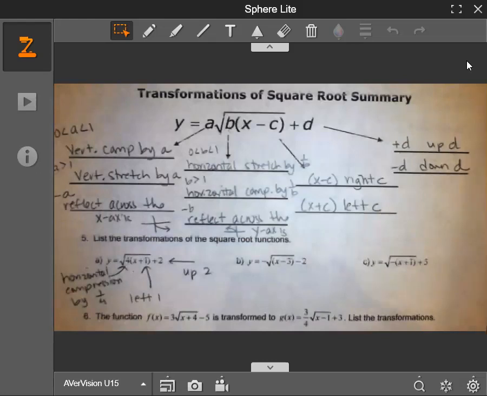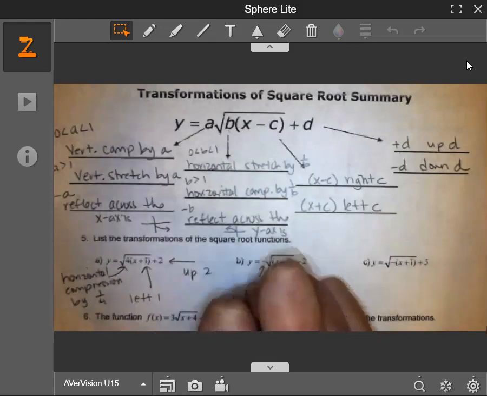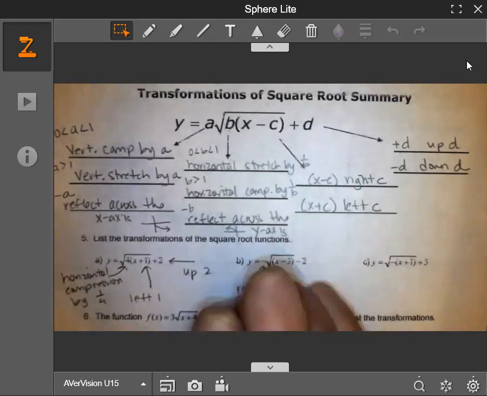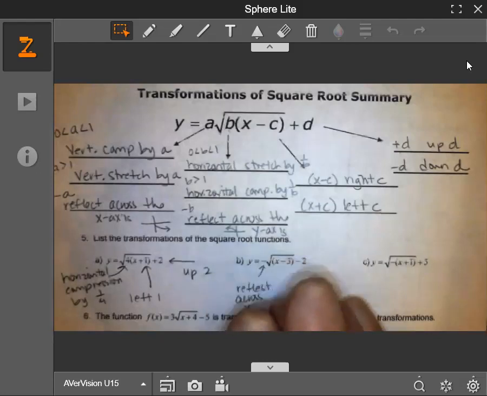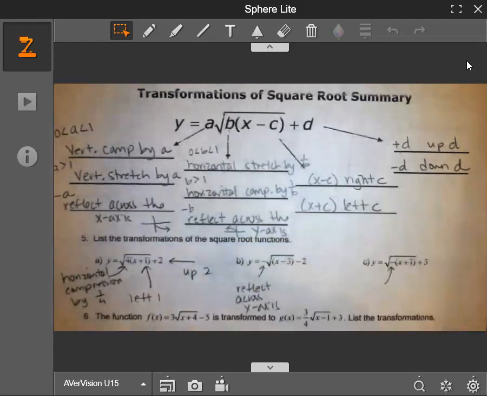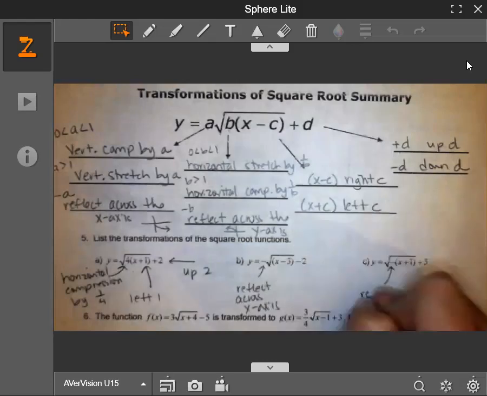So we'll do a couple more of these. We've got a negative here. That would be a reflection across X because it is on the outside. This right here would be a reflection across the Y because it's on the inside. So it's important you look at where it is.